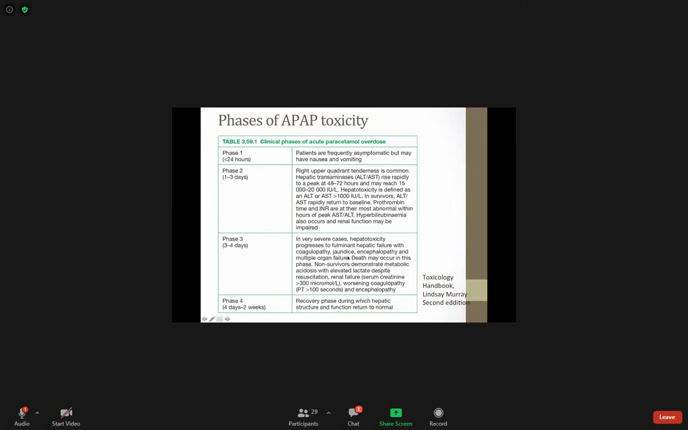But most, if not treated well or they come late, they will die in this stage. So you either die here or you recover. These stages are not written on stones.